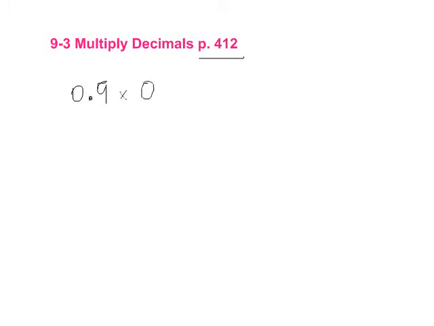0.9 multiplied by 0.3. Notice that both of our factors are decimals, so how can we find the product? Let's try it first the way that we have learned before. Let's change this into a fraction. 9/10 becomes 9 over 10. 3/10 becomes 3 over 10. There is nothing to cross cancel, so we're going to go ahead and multiply across.